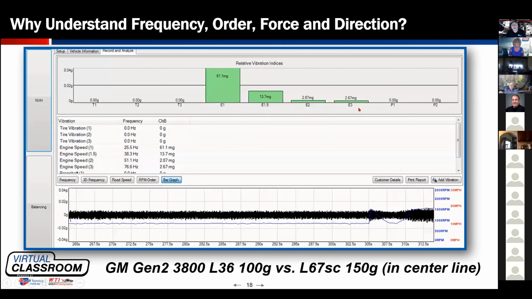The order is how many shakes, how many times that vibration happens per rotation of the component. So if I was looking at a rotating engine, for example, I've got the engine, it's rotating away. Then every time that crankshaft goes around, I'm going to call that an order 1. And so here's what happens. I have a massive amount of vibrations happening once every time the crankshaft revolves.